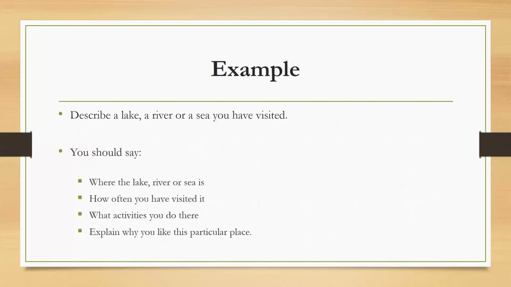So I'm going to share with you some examples. So part 2, remember we are in part 2 of the speaking test. An example is describe a lake, a river, or a sea you have visited. You should say where the lake, river, or sea is, how often you have visited it, what activities you do there, and explain why you like this particular place.